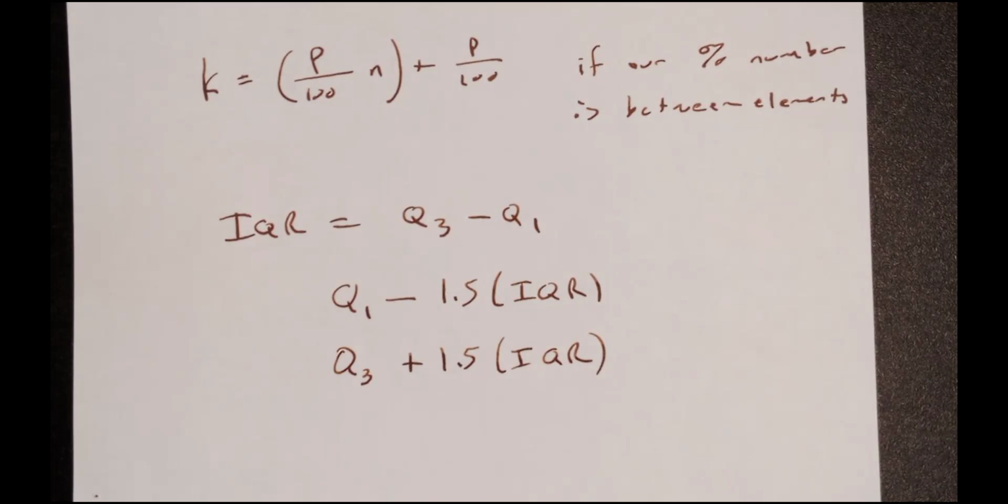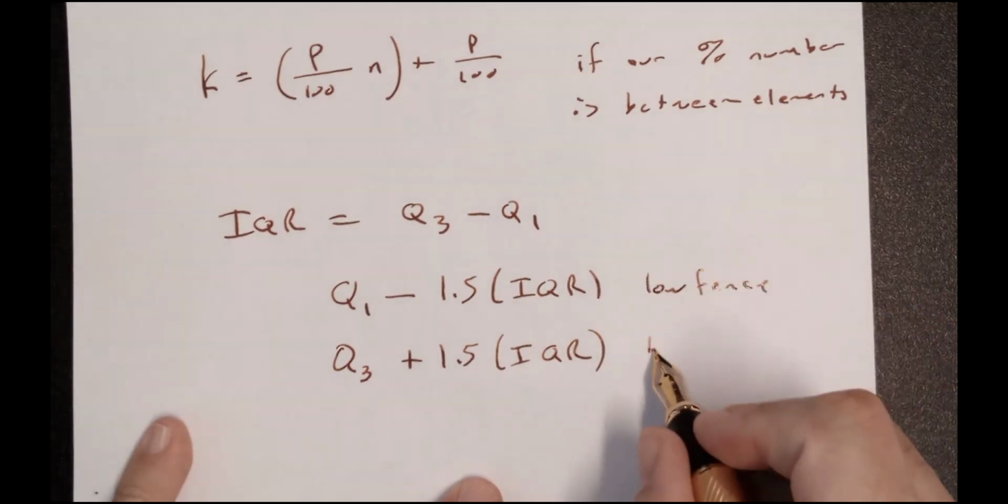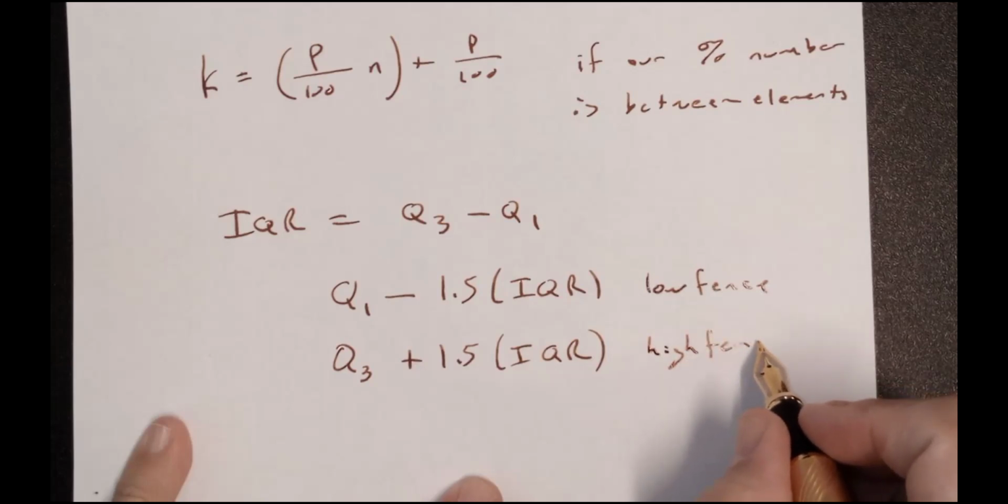So what we're really saying is that the interquartile range is kind of like 1 standard deviation down and 1 standard deviation up. And we're thinking that the weird stuff is at 2.5. We're going to call these fences. So this is the low fence, and this is the high fence.